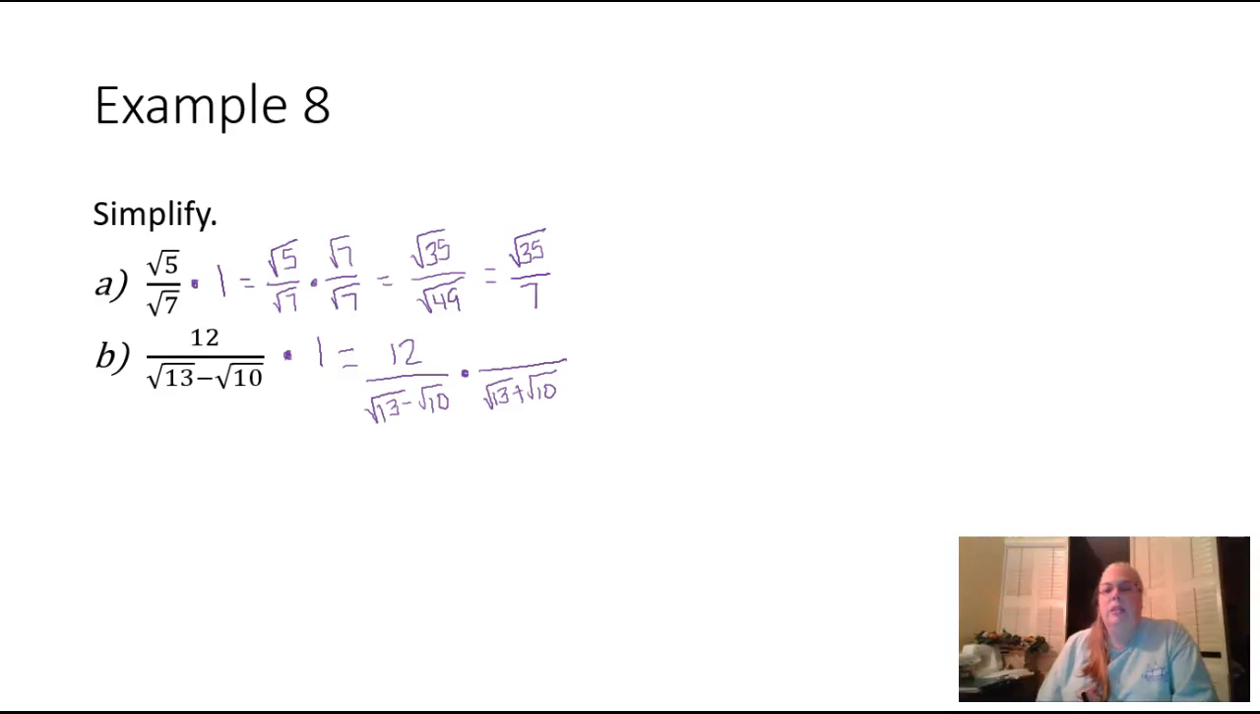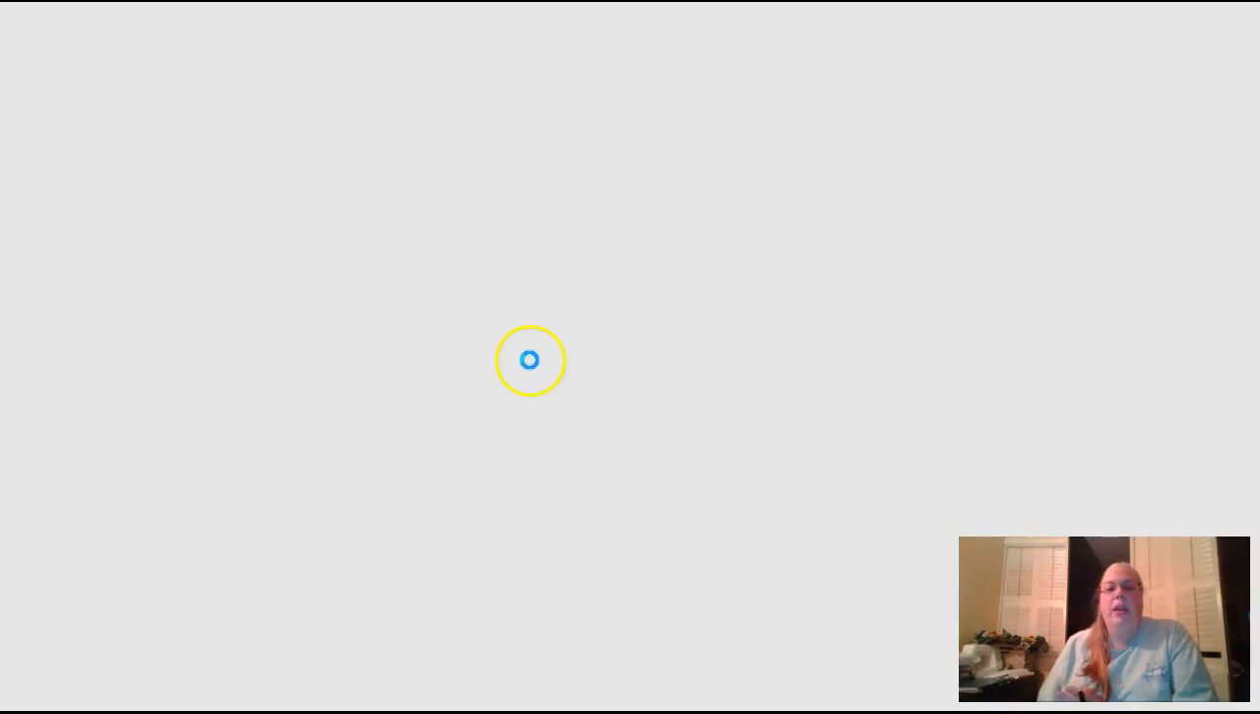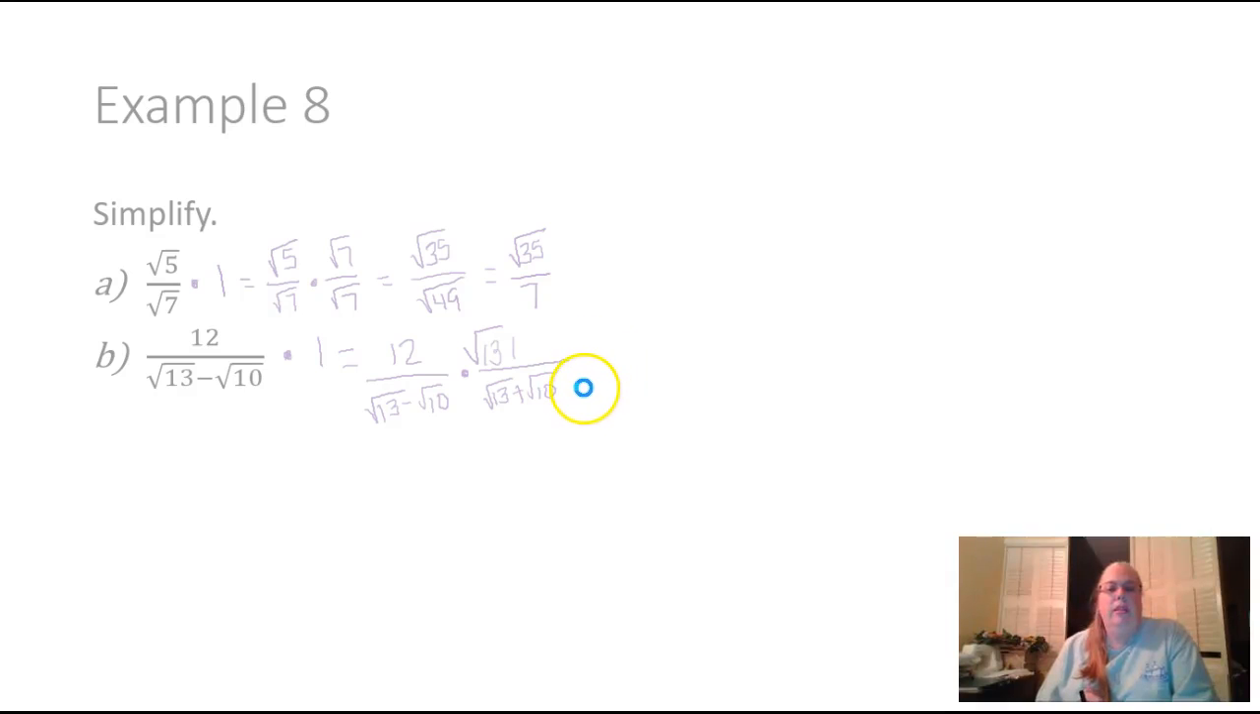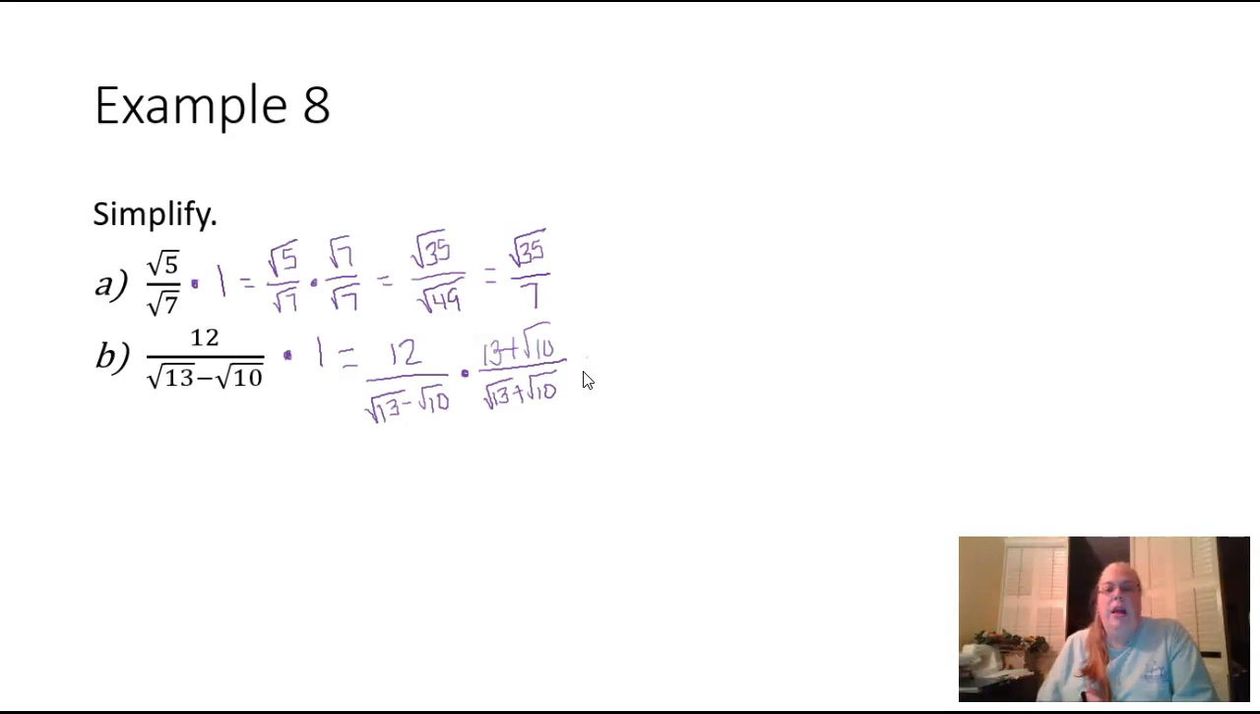So this is going to multiply into a difference of two squares. I can see that this is one of my special products, and that my middle terms are going to drop out because I have the same term in the front and in the back, but one's positive and one's negative. And since we want that fraction to be equivalent to 1, be sure you're multiplying by the square root of 13 plus the square root of 10 on the top as well. This is going to give me, on the top, 12 times the square root of 13 plus the square root of 10.